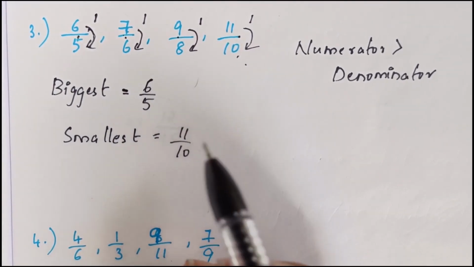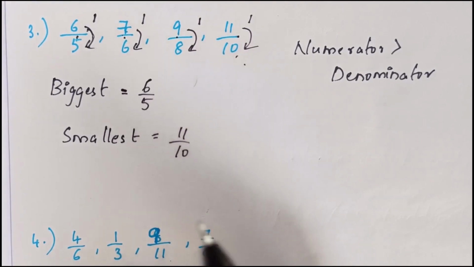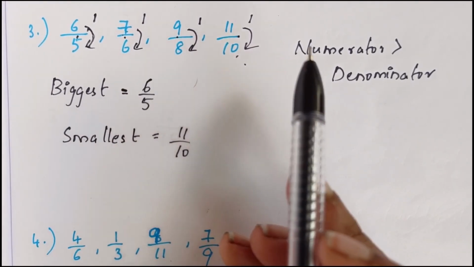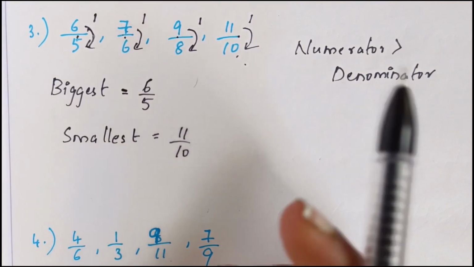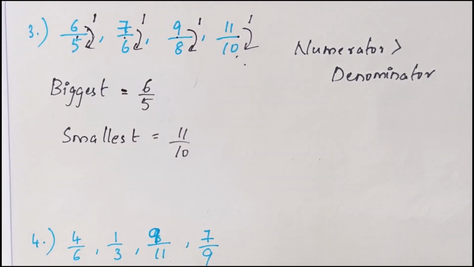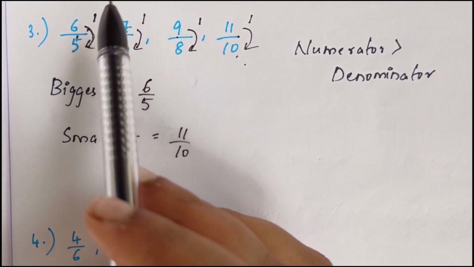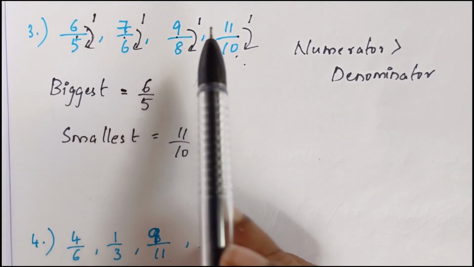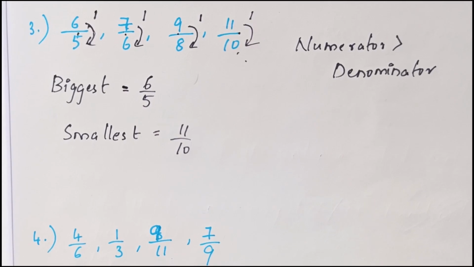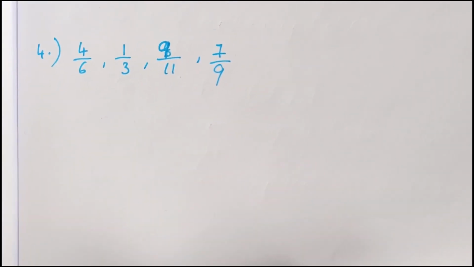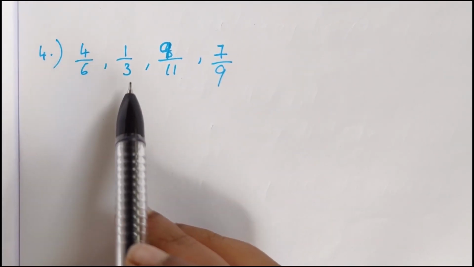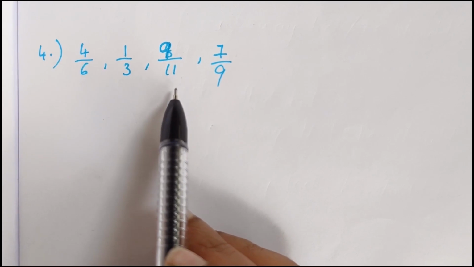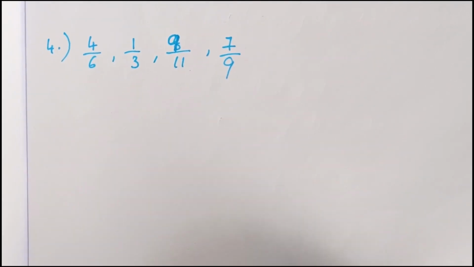So you can find out the largest or the smallest fraction by just looking at the fractions. That is, you can find it within seconds. So this is a shortcut. You just need to confirm that all the numerators are greater than the denominators and also the difference is a fixed number. Next question is 4 by 6, 1 by 3, 9 by 11 and 7 by 9.